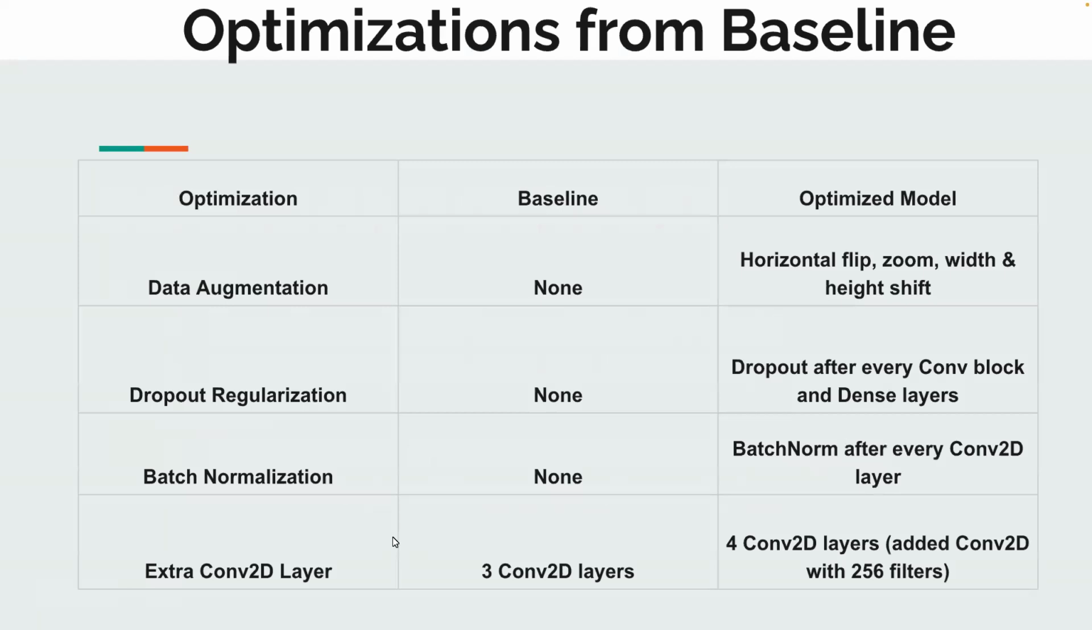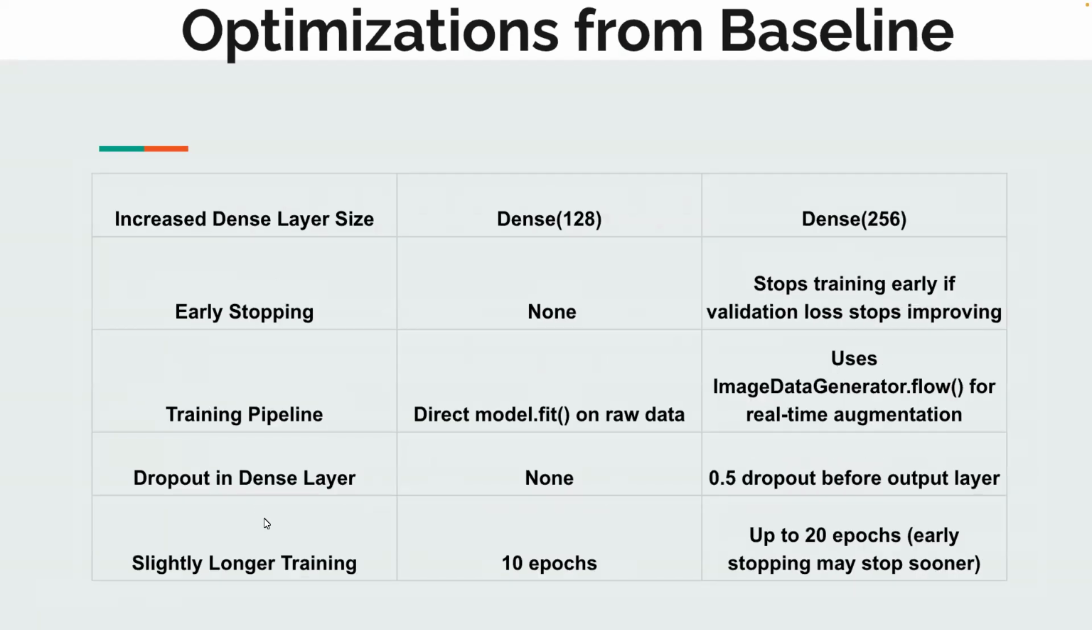So we started with a simple baseline CNN and then applied a series of optimizations. These included data augmentation like flipping and zooming to improve generalization, batch normalization to stabilize learning, dropout layers for regularization, and increasing the number of convolutional layers to capture more complex features. We also used early stopping and a more robust training pipeline with real-time data generation.